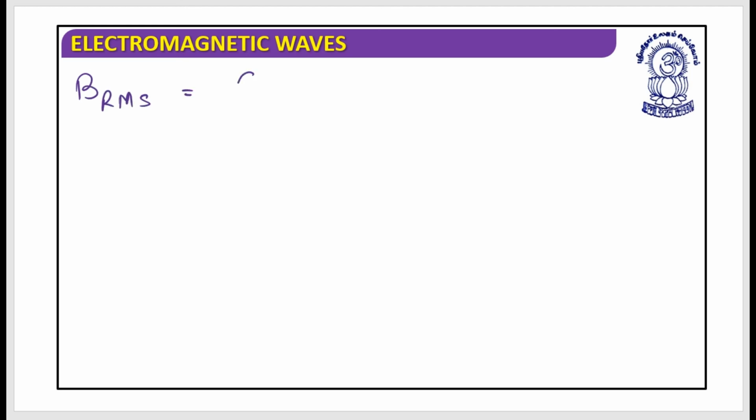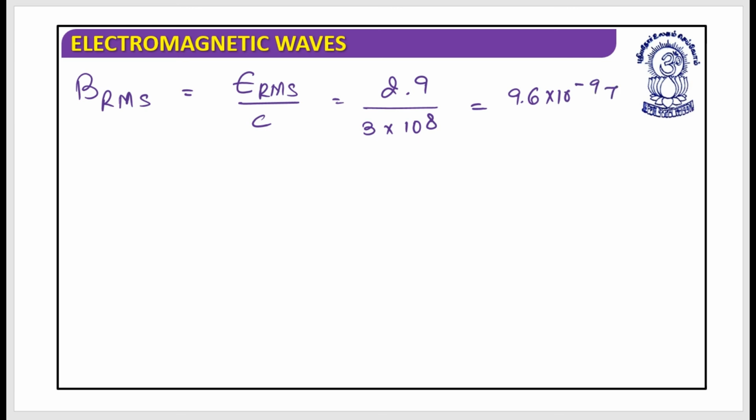This BRMS should be equal to ERMS by c. So this is 2.9 divided by 3 into 10 to the power 8. This comes to 9.6 into 10 to the power minus 9 Tesla.